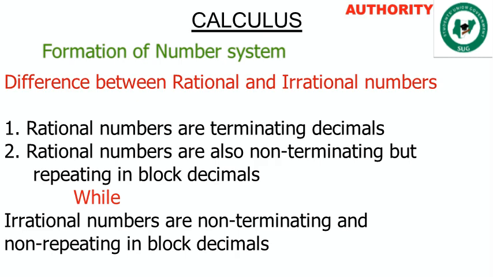Let me come again. The difference between rational numbers and irrational numbers is this. Number one, rational numbers are terminating decimals. Irrational numbers are not terminating decimals. Number two, rational numbers are also non-terminating but repeating in blocks, while irrational numbers are non-terminating and non-repeating in blocks.